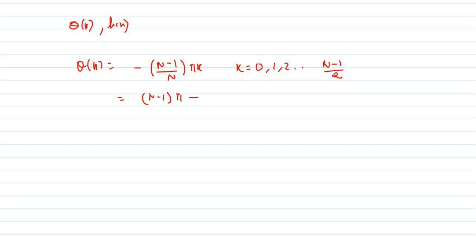Theta of k is given as minus (n minus 1) by n, pi k, where k takes the values 0, 1, 2 up to (n minus 1) by 2, and it is equal to (n minus 1) into pi minus (n minus 1) by n, pi k, where k runs from (n plus 1) by 2 up to n minus 1. This is the case when n is odd.